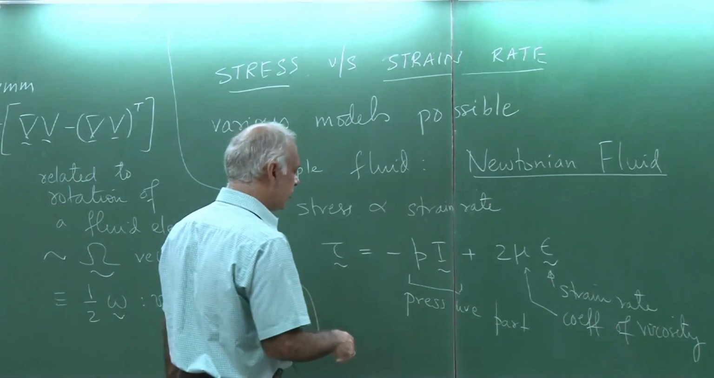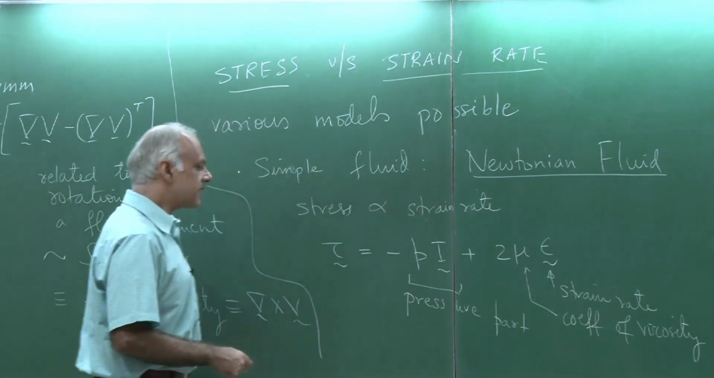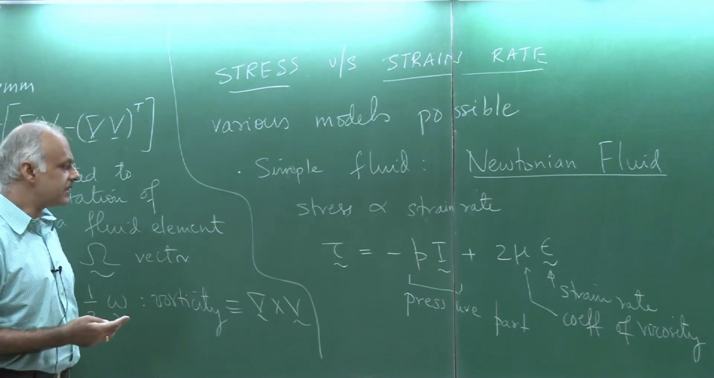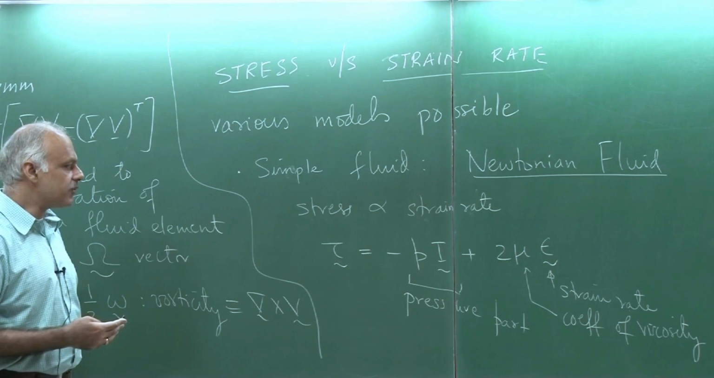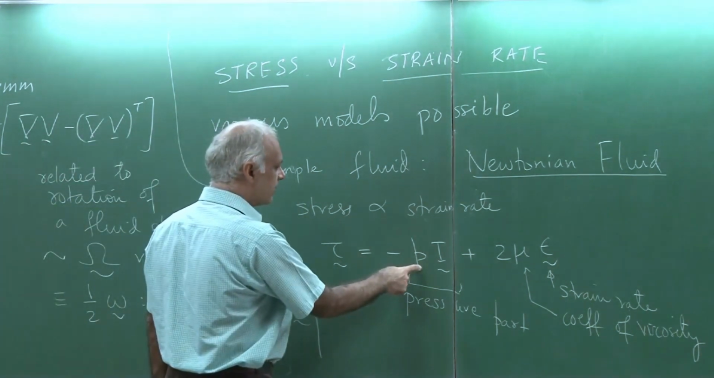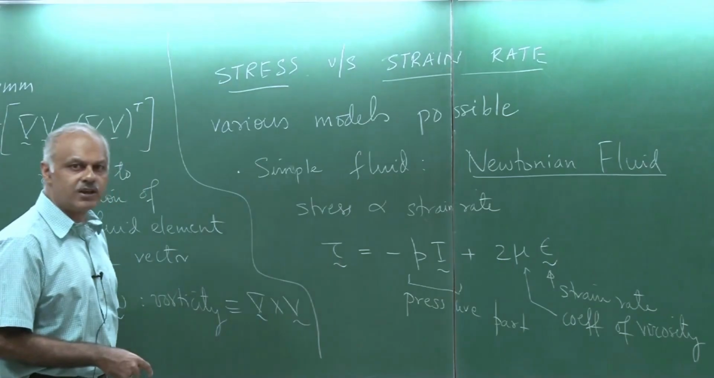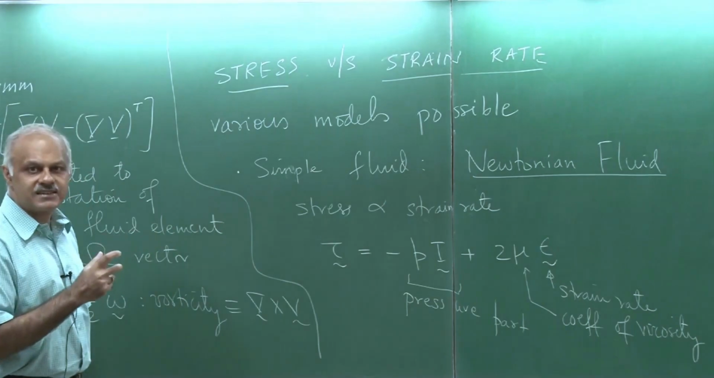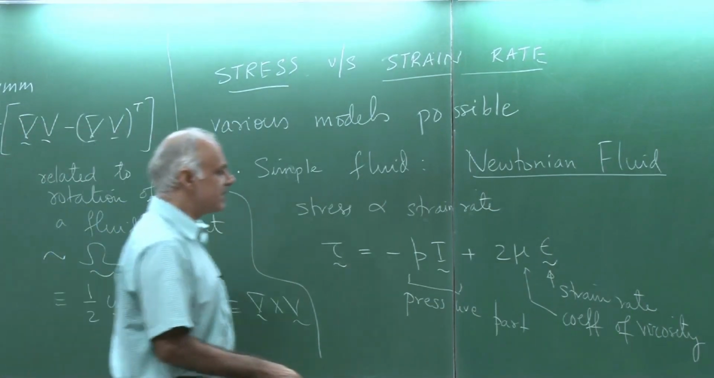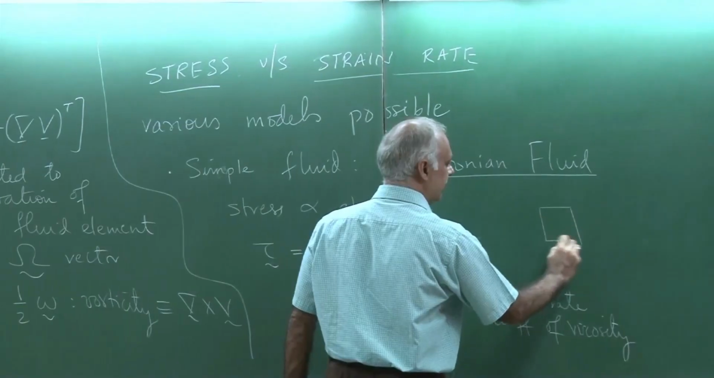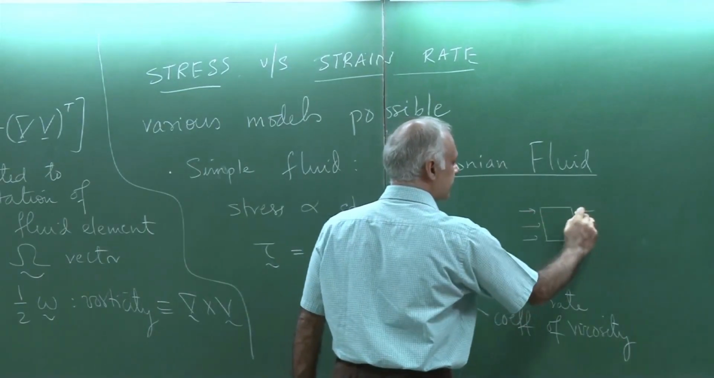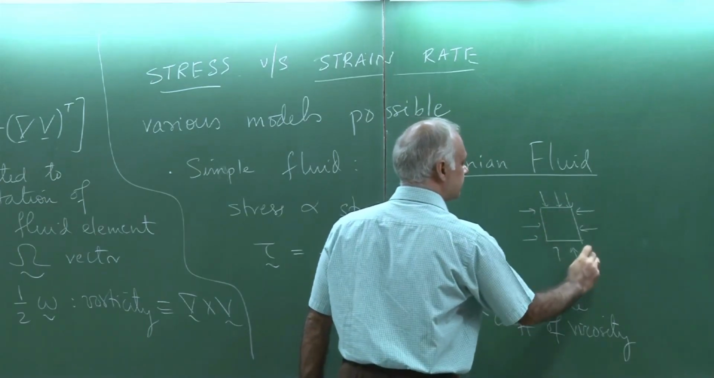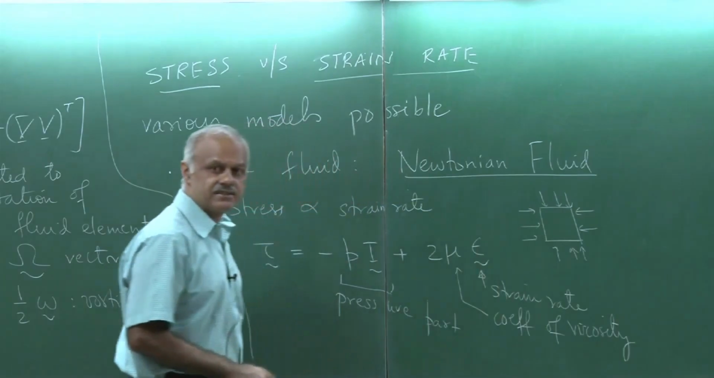Okay. So, let me recall for you that pressure was something that we said acts normal to the surface of a fluid element, and therefore, it actually acts only along the diagonals of tau. So, it only contributes to normal stress, and the negative sign means that it is compressive in nature. Okay. So, if I take a fluid element, then we know that the pressure is the same in all directions, that is Pascal's law, and it is compressive in nature.